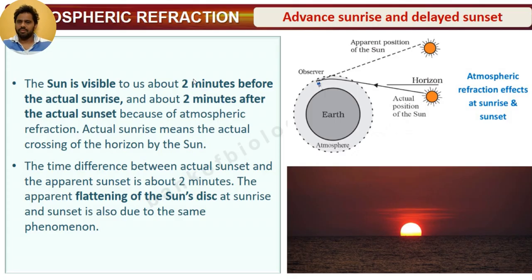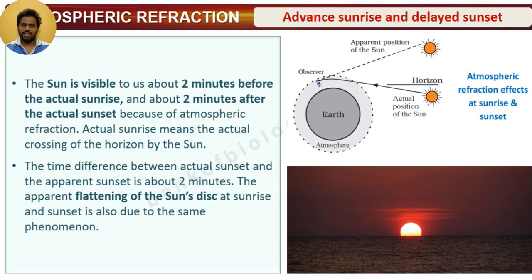The sun is visible to us about 2 minutes before the actual sunrise and about 2 minutes after the actual sunset because of atmospheric refraction. Actual sunrise means the actual crossing of the horizon by the sun. The time difference between actual sunset and the apparent sunset is about 2 minutes. The apparent flattening of the sun's disk at sunrise and sunset is also due to the same phenomenon.